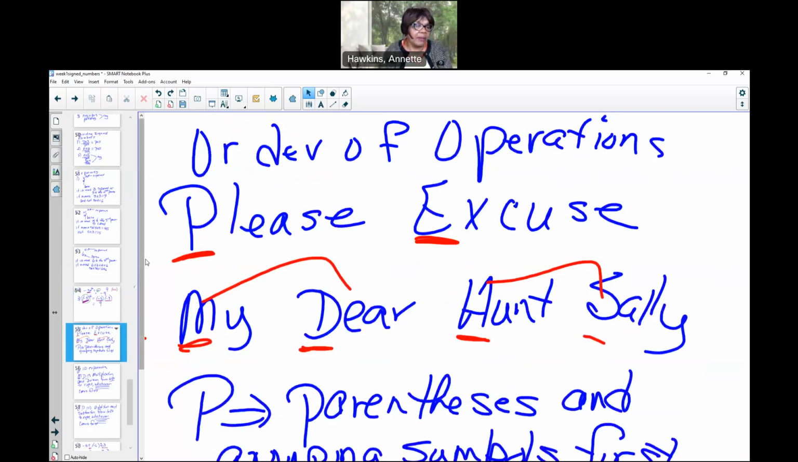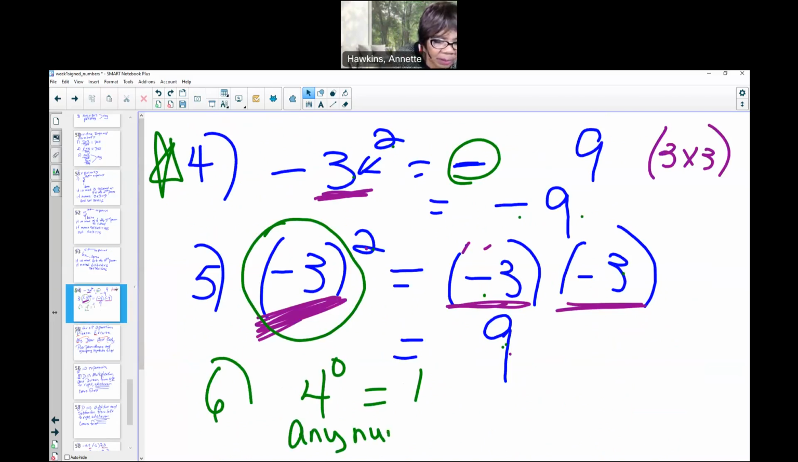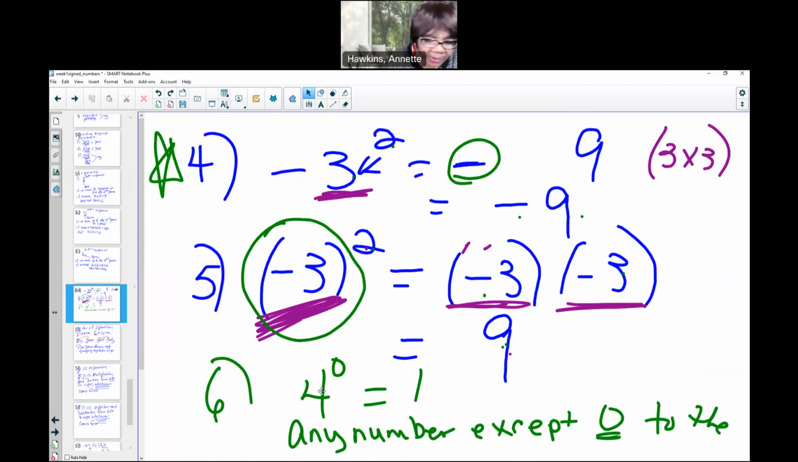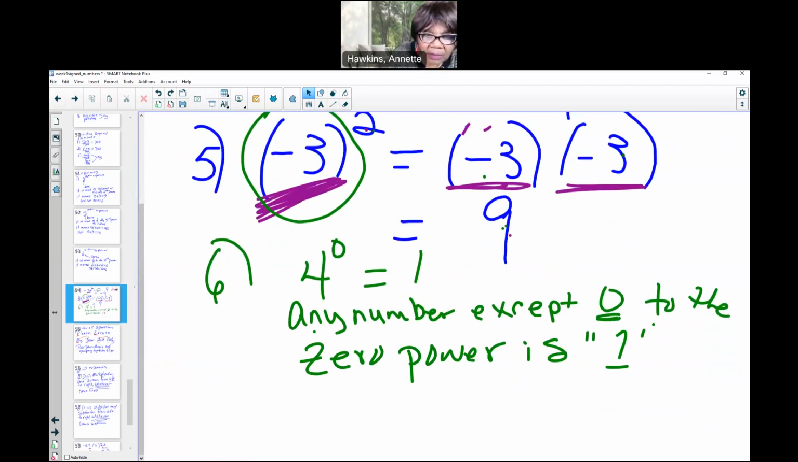All right, let me add another exponent problem. 4 to the 0 is 1. So any number except 0 to the 0 power is 1. Okay.